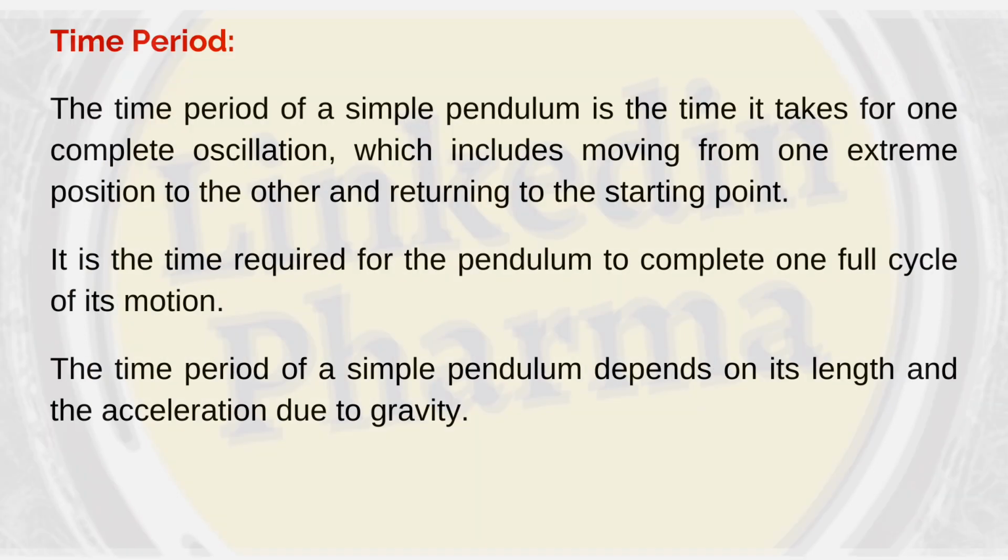Time period. The time period of a simple pendulum is the time it takes for one complete oscillation, which includes moving from one extreme position to the other and returning to the starting point. It is the time required for the pendulum to complete one full cycle of its motion. The time period of a simple pendulum depends on its length and the acceleration due to gravity.